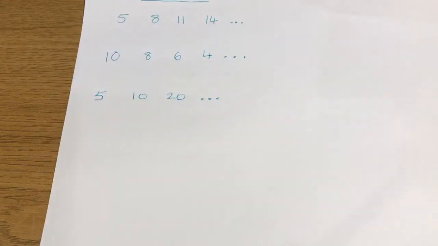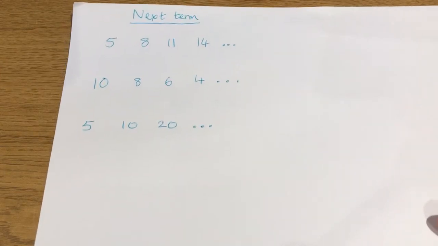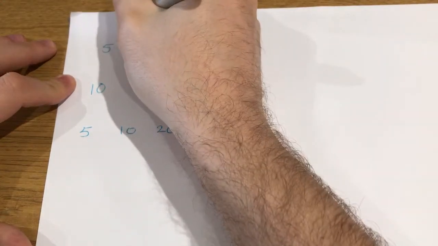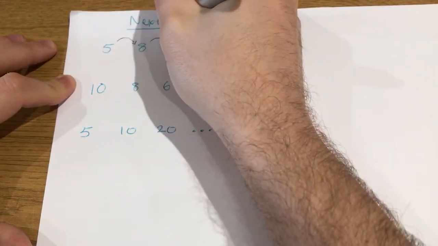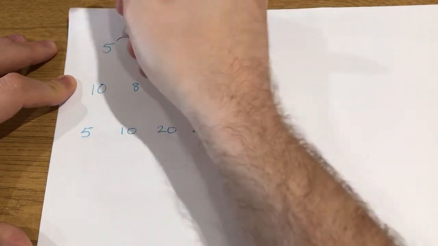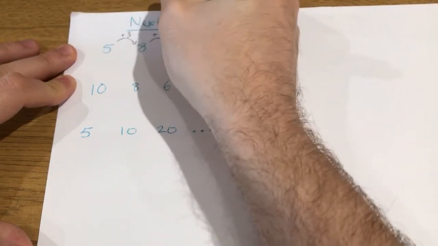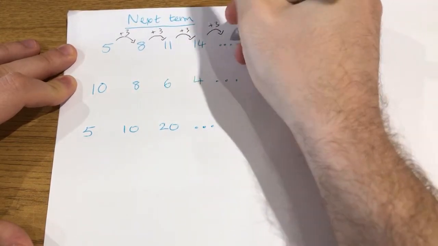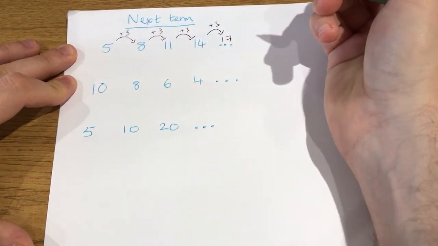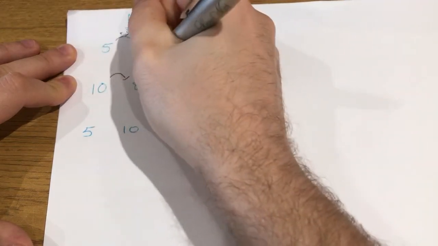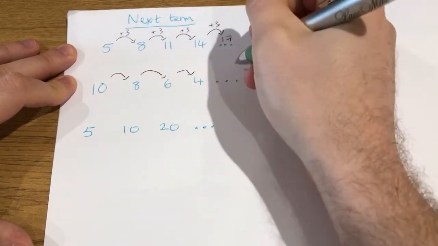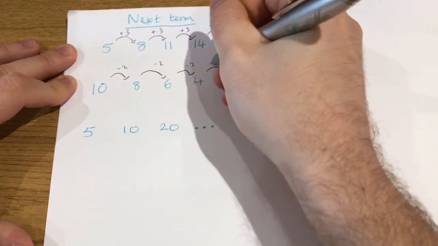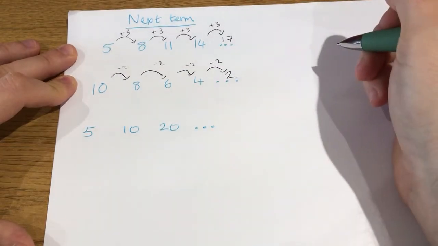Okay, so the first one, the next term. All we're doing here is we're literally thinking, how do we get from here to here? And so on. So quite nicely here, plus 3, plus 3, plus 3. And that means the next one must be plus 3, so the next term is 17. Nice and easy. Again, quite a simple one. We're just looking at this. How do you get from this to the next? Take 2, take 2, take 2, take 2. So we're left with 2.